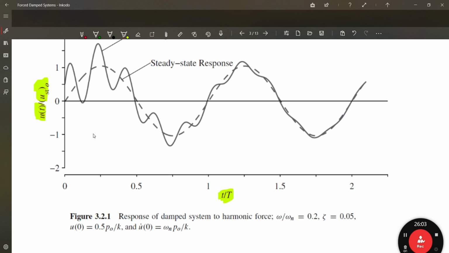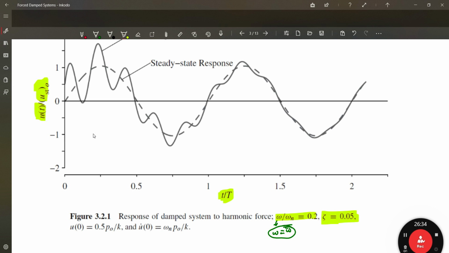This has been drawn or sketched for the case where we have these characteristics. Omega over omega n equals 0.2. As I have said many times, the textbook always writes omega here, but this means omega bar, the forcing frequency. So do not be confused between the two; omega means omega bar. And the second is the damping ratio, which is 5%.